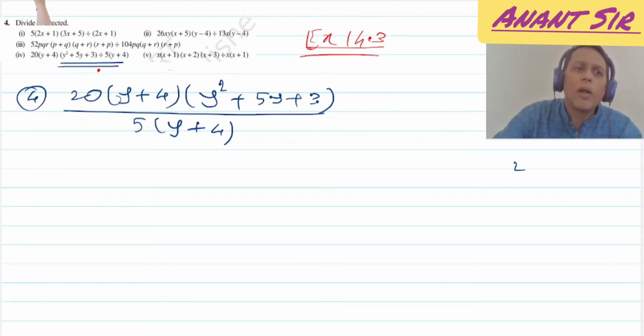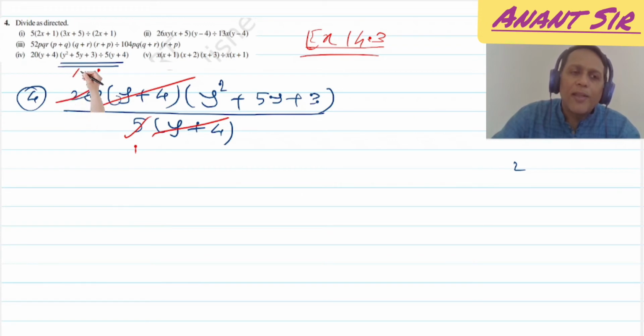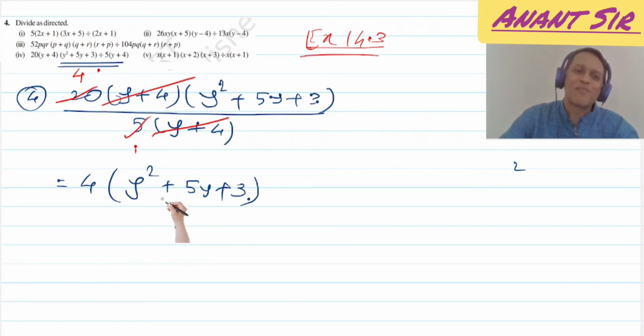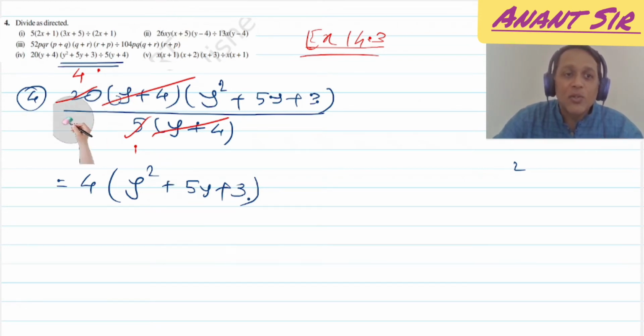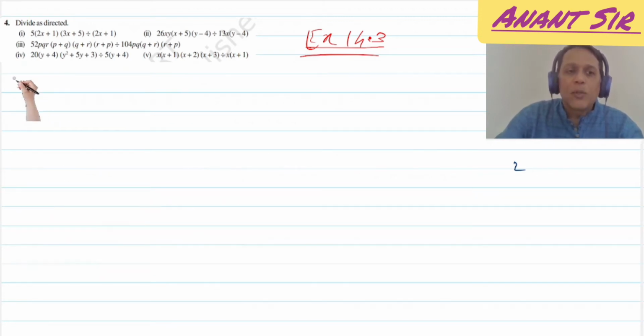Now what do we have to solve then? Only one bracket is getting cancelled, y plus 4, and 5 ones are 5, 5 fours are 20. So we get the final answer again only in one step, 4 multiplied by y square plus 5y plus 3. So friends, that brings us to the last question of question number 4. So question number 5 is the last question for us.